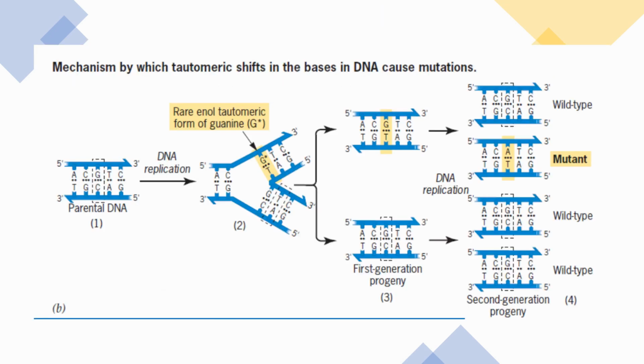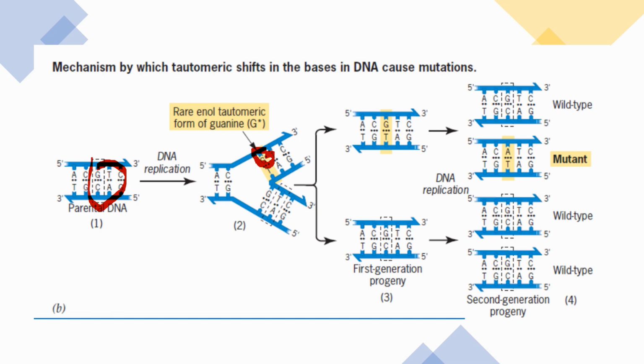So here we will be discussing the mechanism by which tautomeric shifts in the bases in DNA cause mutations. Here we have a parental strand having a GC sequence. Then during DNA replication, as we know, the two strands separate. So here is G. This G is a rare enol tautomeric form of guanine. Tautomers are isomers which are in equilibrium. So here we have the rare enol tautomer.